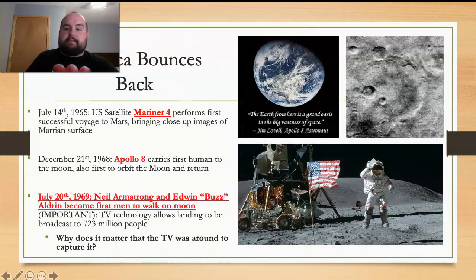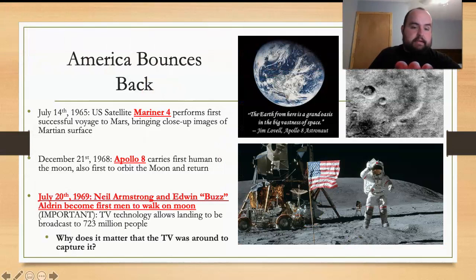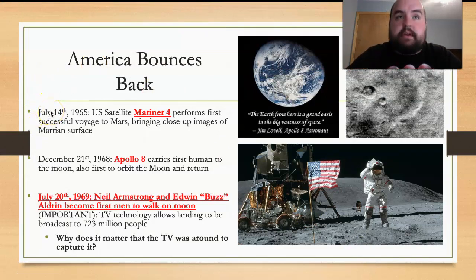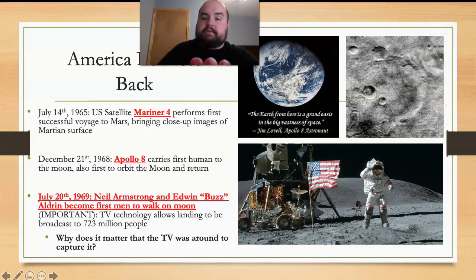America did bounce back primarily because of the moon landing. On July 14th, 1965, just to give you a bit of foreshadowing, the U.S. satellite Mariner 4 did actually perform the first ever successful voyage to Mars and brought the first close-up images of the Martian surface, which you can see depicted in this photograph right here. Finally, by December 21st of 1968, Apollo 8 had carried the first people to the moon and was the first to orbit the moon and return.